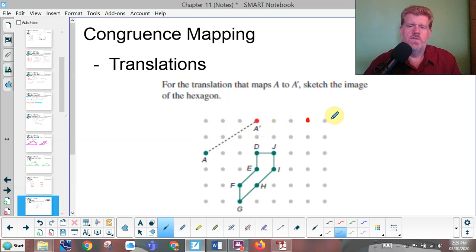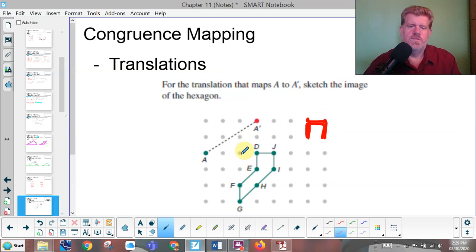2 up, 3 over. And you can kind of see how the shape is. You don't have to do it for every point. If you get the pattern down, you go 2 up, 3 over. E goes 2 up, 3 over. Now, the shape should maintain the exact dimensions. It's just that it's moving.